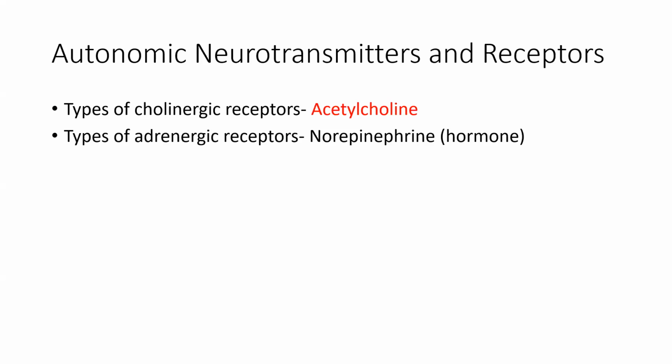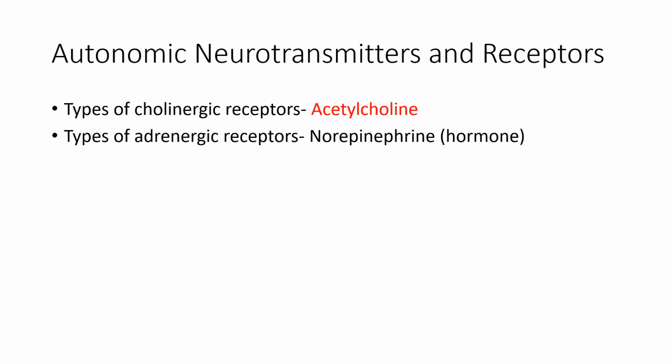So we've got two types of receptors. We've got cholinergic receptors and we've got adrenergic receptors. Cholinergic receptors only bind acetylcholine. Acetylcholine is one of the most abundant neurotransmitters in the body, and cholinergic receptors bind acetylcholine specifically. Adrenergic receptors, on the other hand, are less abundant, and they bind norepinephrine either as a neurotransmitter, like I just described, or as a hormone, which is circulating in the blood, in the vascular system.